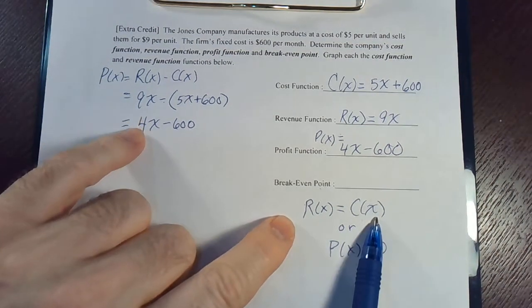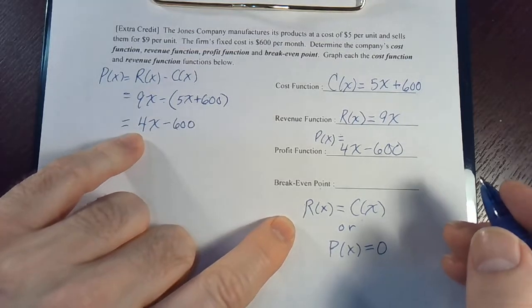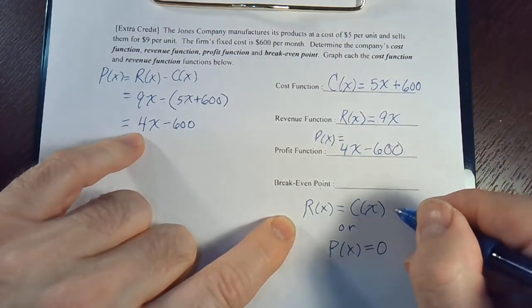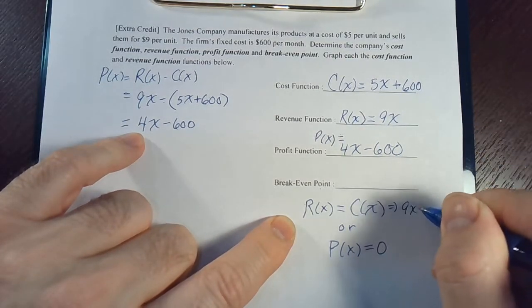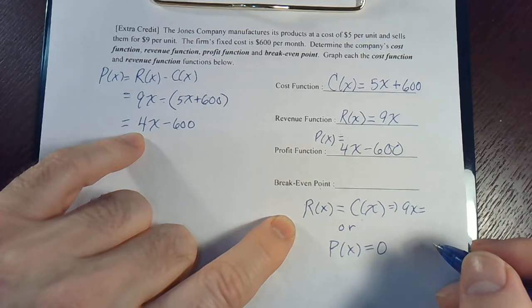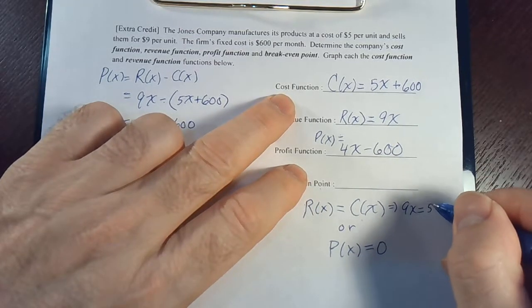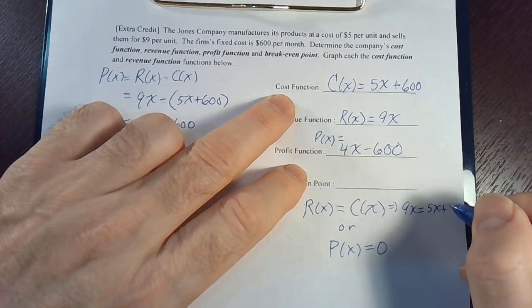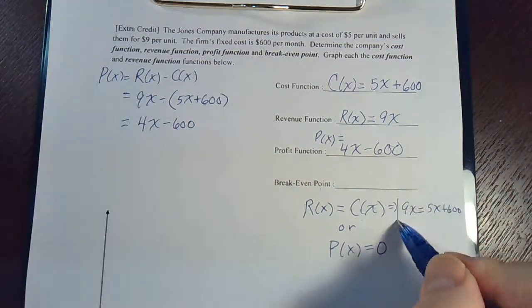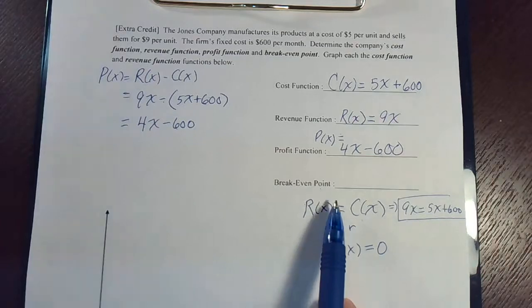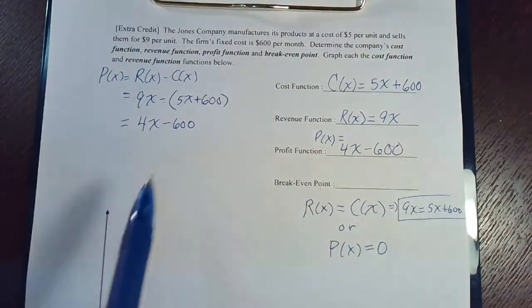Notice, I'll write them both down. R of X is 9X equals C of X, which is 5X plus 600. Solve that for X, and you get the break-even quantity, the number that we're looking for.